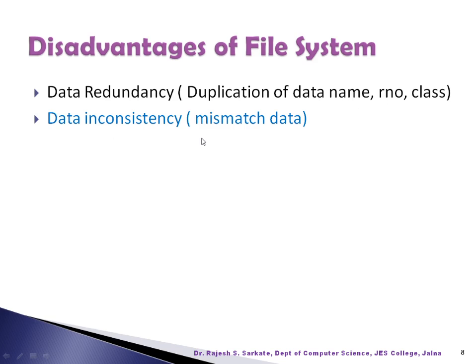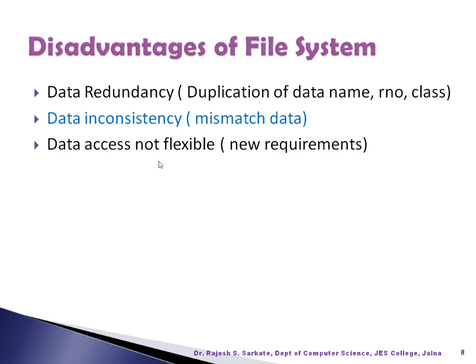Data may get updated partially. Data may get updated in one file and the rest of the files will have the same old data. So such a problem is called data inconsistency. Just listen carefully, these are the words: data redundancy, duplication of data. It means the same data may be present at multiple locations. It creates data inconsistency. One file gets updated with new data, but the rest of the files will contain the same old data. So it will create data inconsistency.